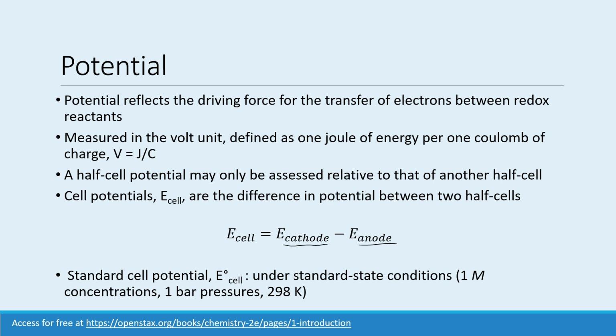Now we can have standard cell potentials. Remember that if you have a standard of anything, it's denoted by that degree symbol. And standard state conditions for a cell potential are going to be 1 molar concentration, 1 bar pressure, and 298 Kelvin.